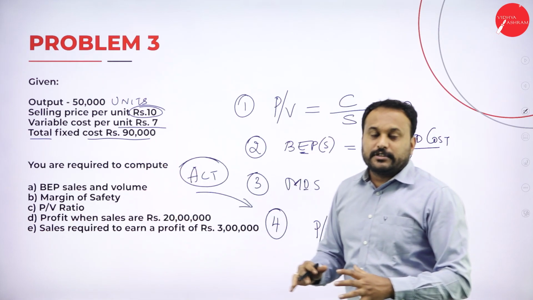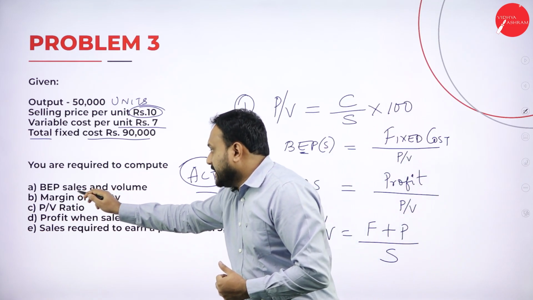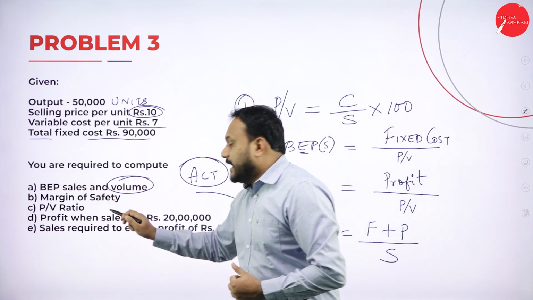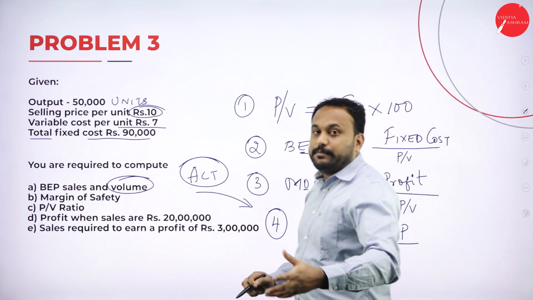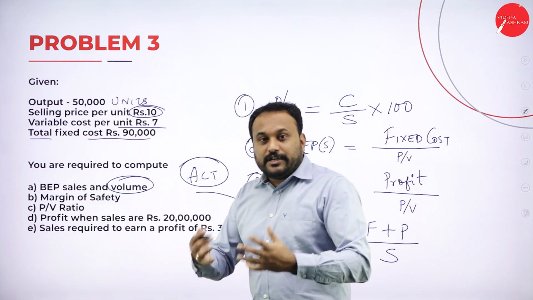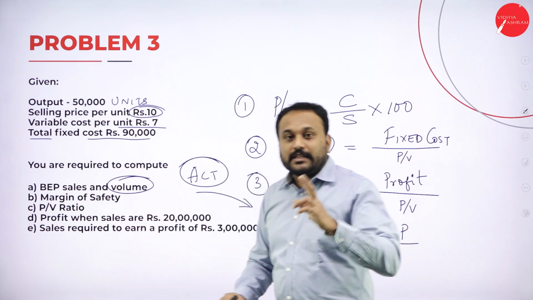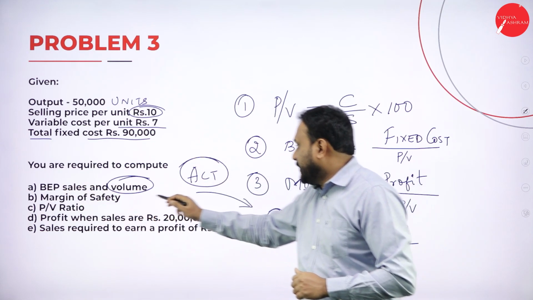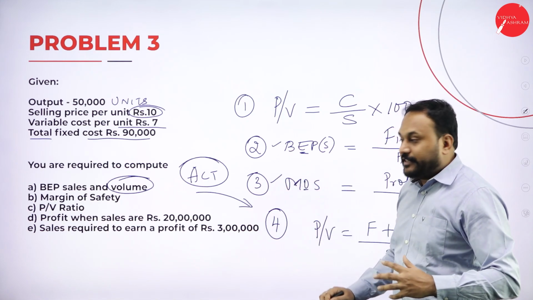We are supposed to compute, one, BEP sales and volume. Here I have said BEP sales. I have one more formula for BEP volume, which is also called BEP value. So we go with the BEP sales and volume. The second one is margin of safety. Now BEP is done, margin of safety is done.